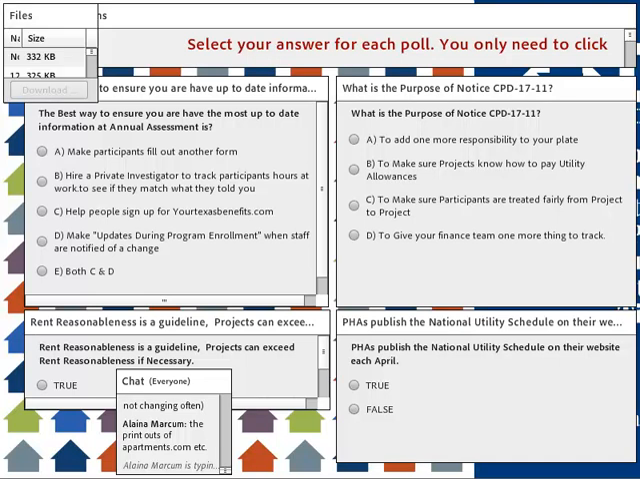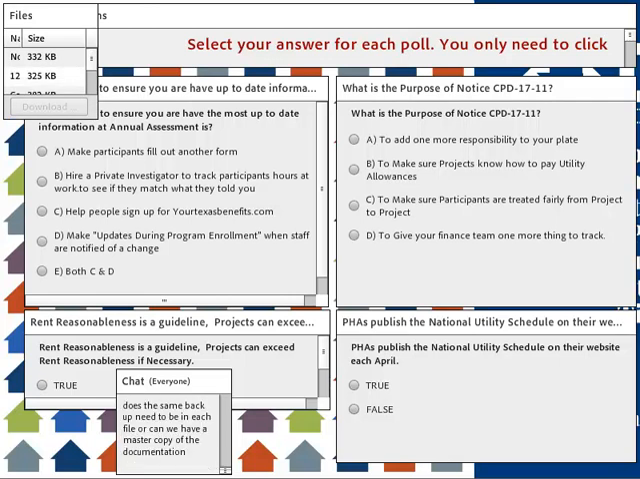If folks are still working on the questions, which it looks like most people have stopped. But you'll notice where... is that at? CoC, I think it's this CoC rent reasonableness document. Let me just make sure that's the right one.